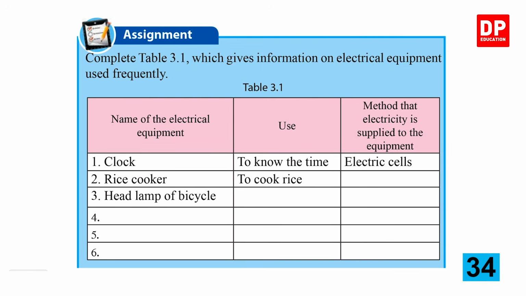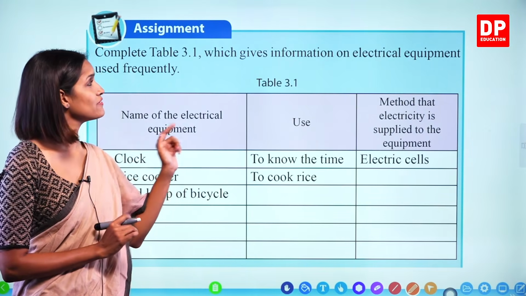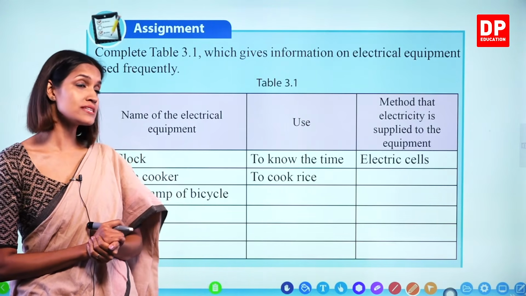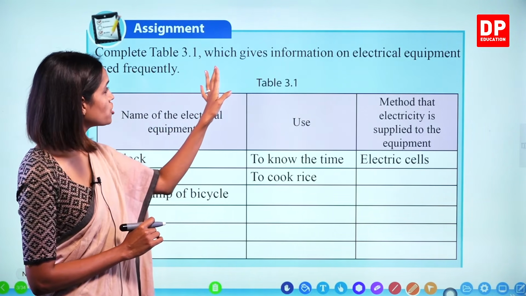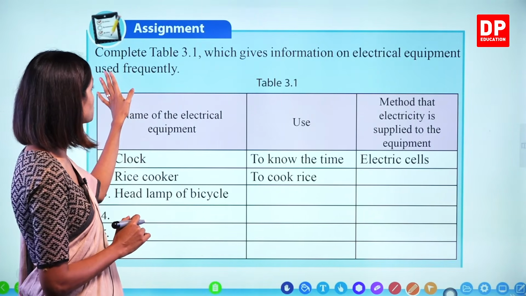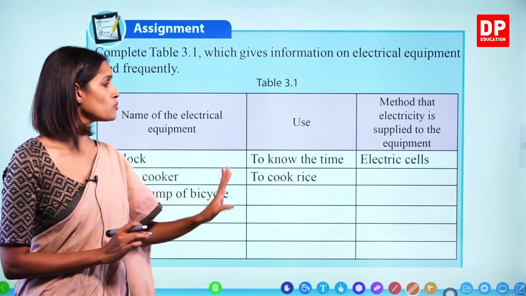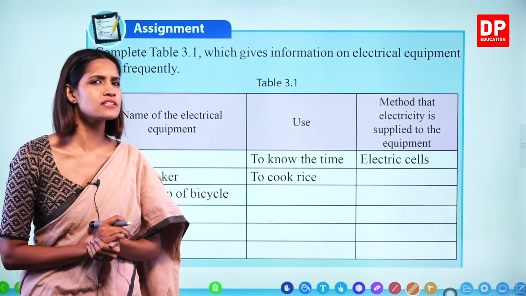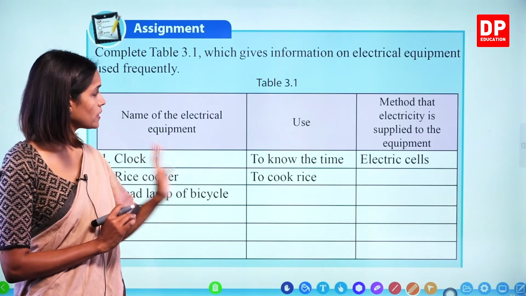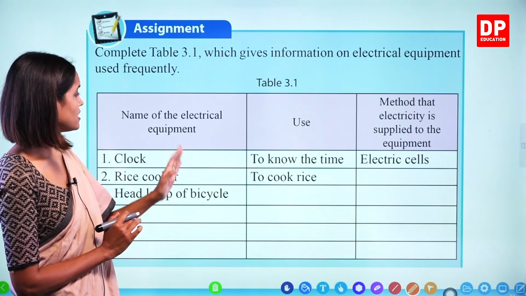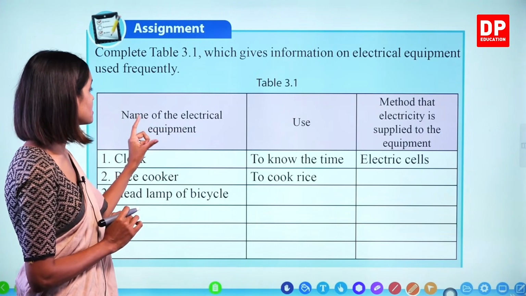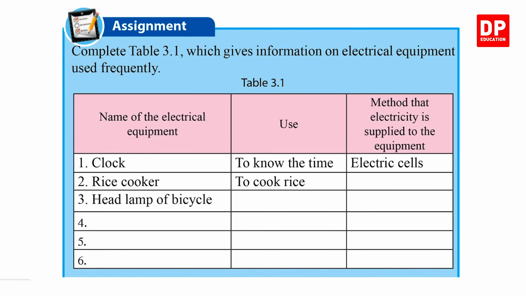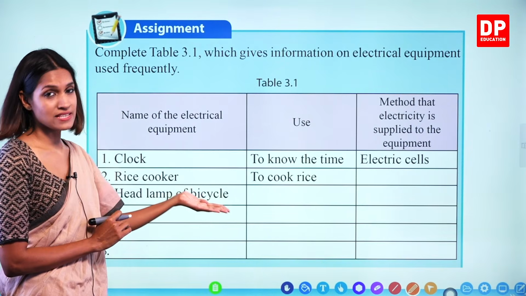So there's this assignment we have to do. This is given in the textbook. We will go through this, children. Complete this table which gives information on electrical equipment used frequently. So before I do this one, you all can start to do this, children. Okay. So look at this table. There are 3 columns given. The first column, name of the electrical equipment. So here we have limited space, but when you do this activity, you can write other examples as well.